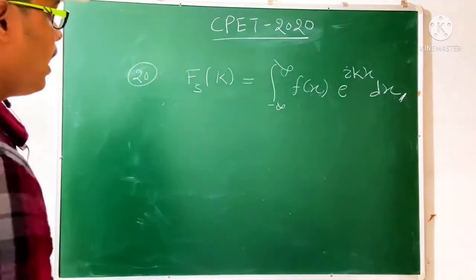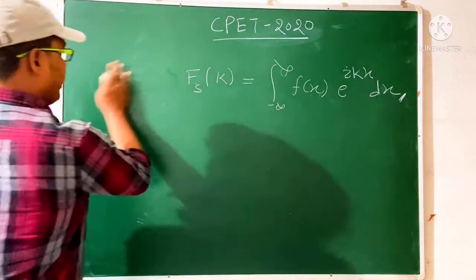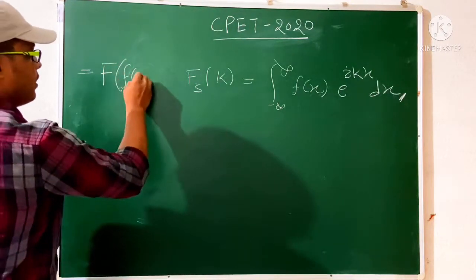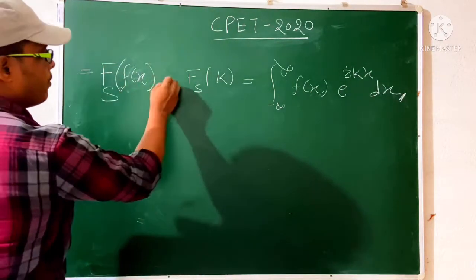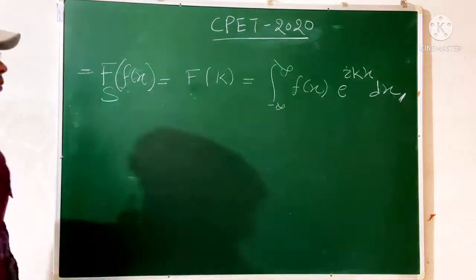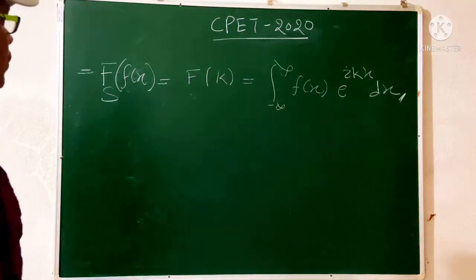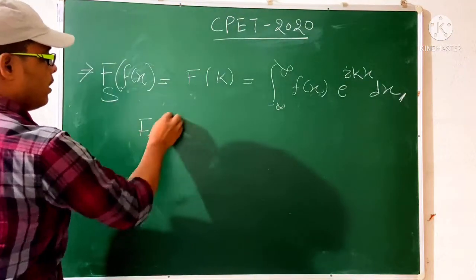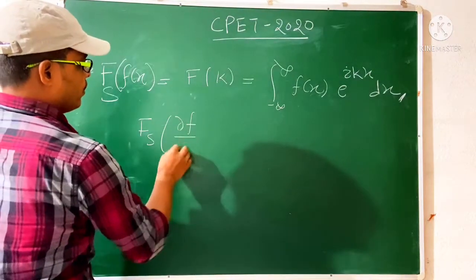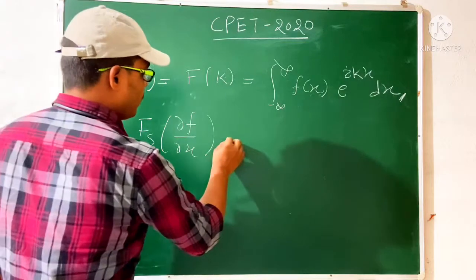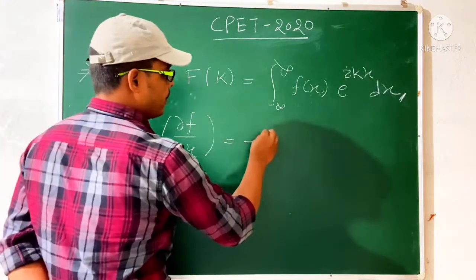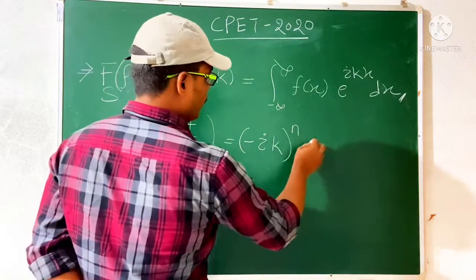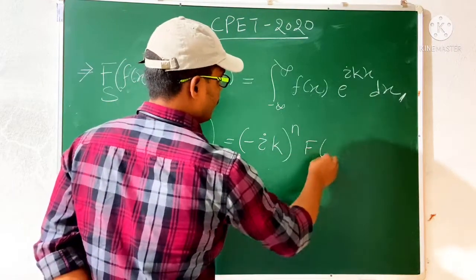Okay, I am again writing that this is the Fourier transform of f of x, and this is f of k. Then he asks me what will be the Fourier transform of del f by del x. Remember there is a property, so that answer will be minus ik whole to the power n into f of k.